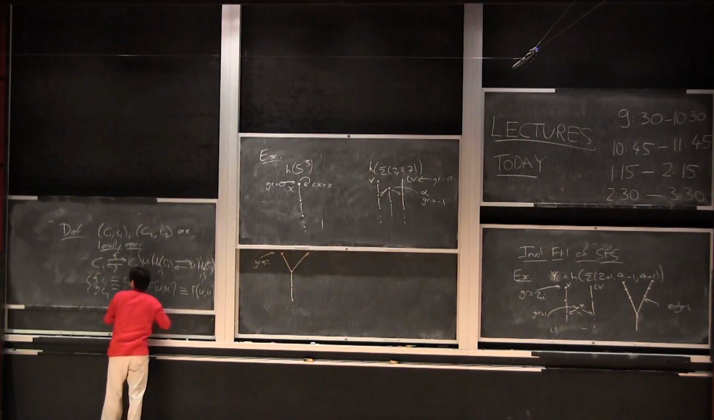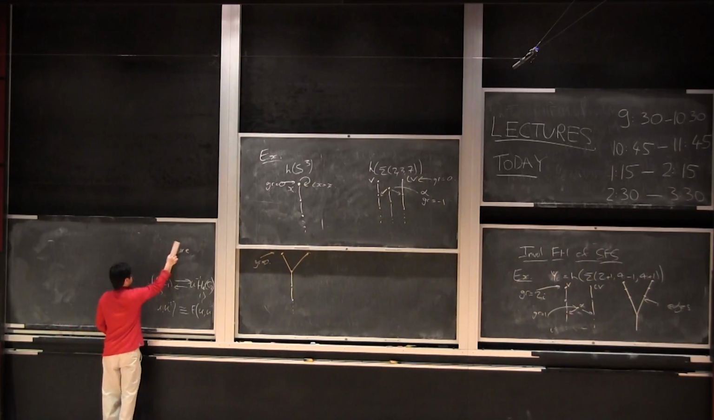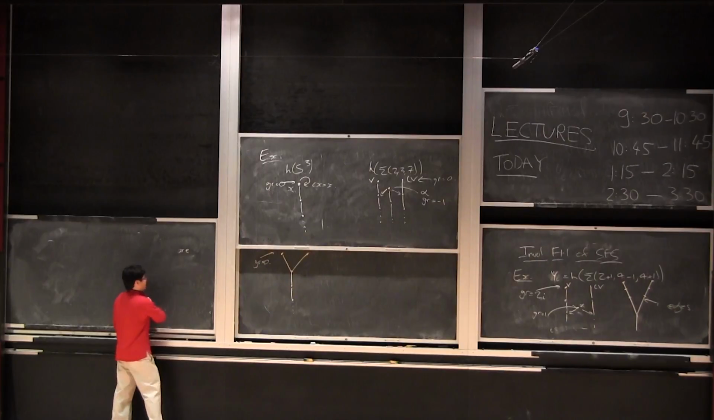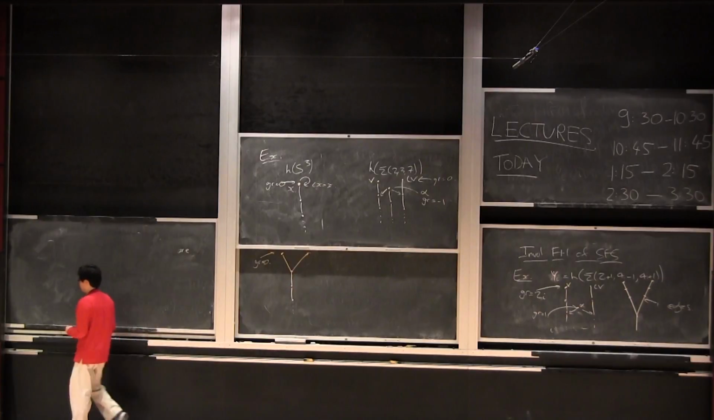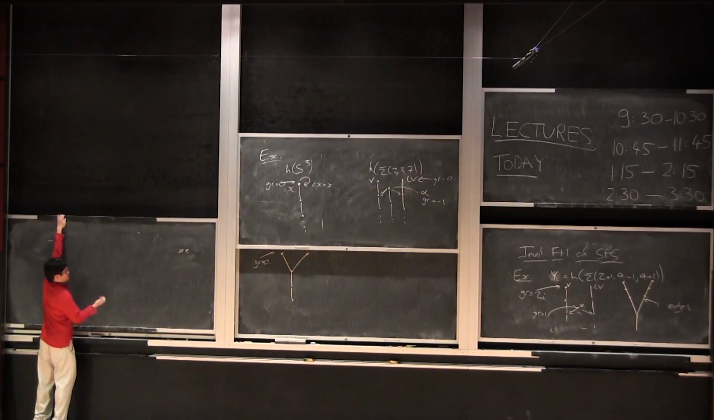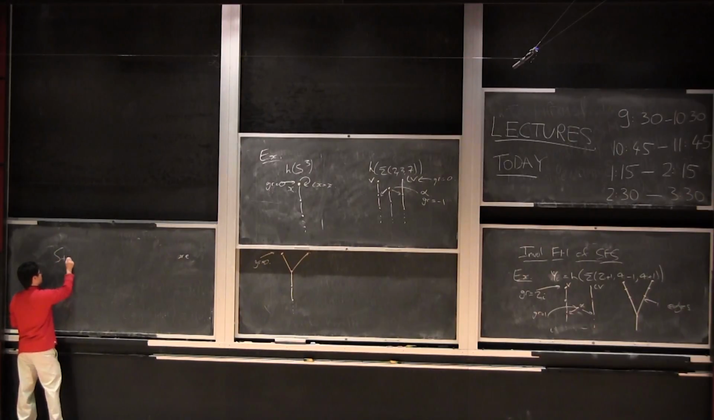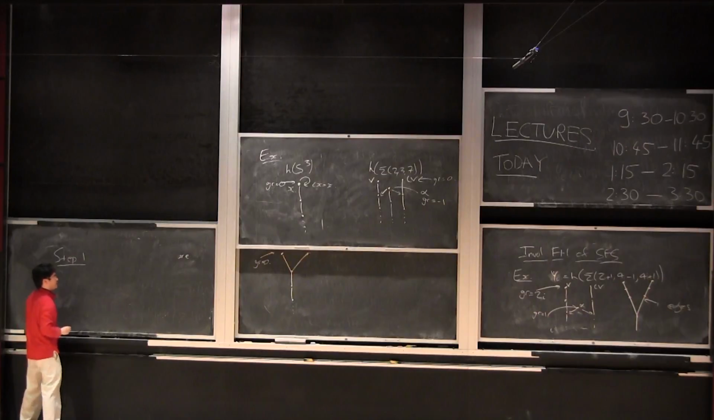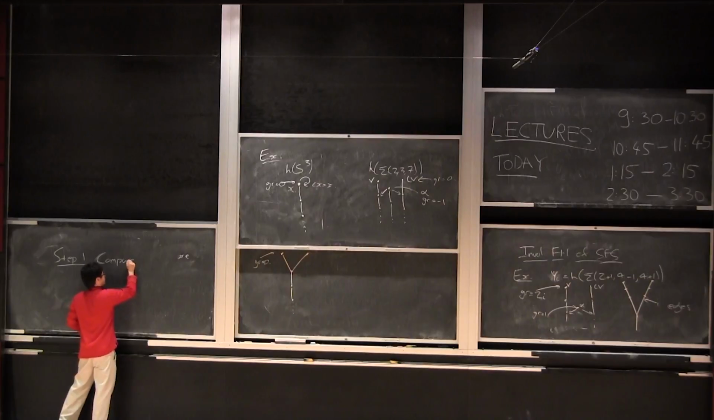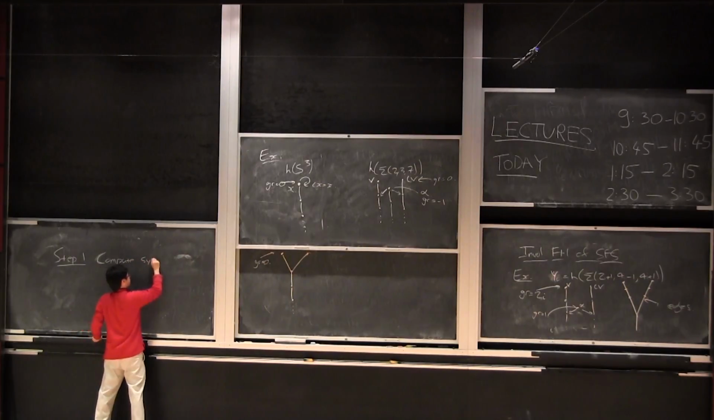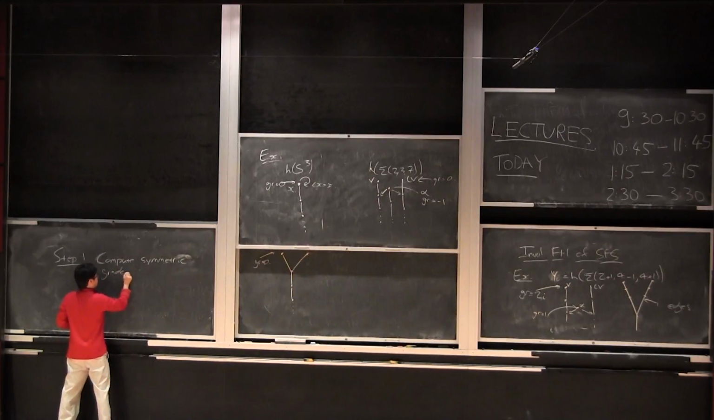Given a sum of Seifert fibered spaces, how do I compute for you its image in the Z infinity? Let me outline the algorithm, and the outline will also say a few words about the proof of the result. Step 1: compute the symmetric graded root. What does this mean?